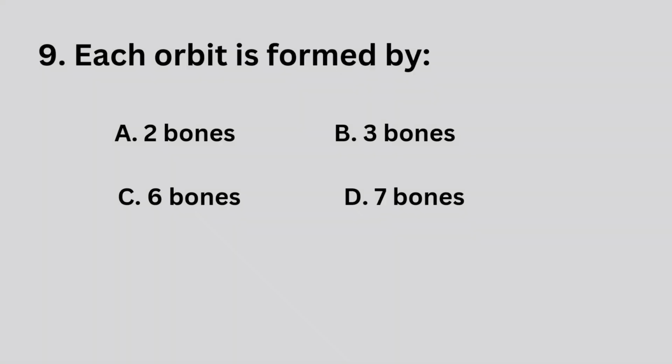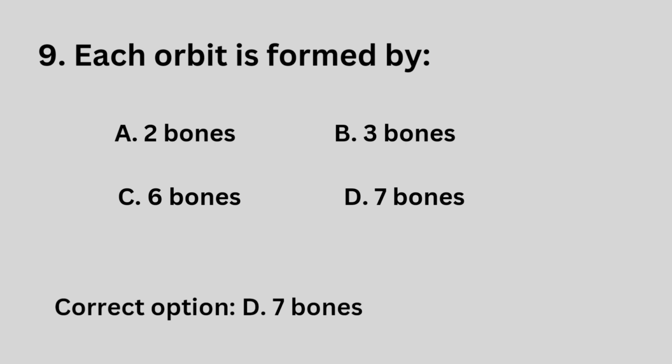Ninth question. Each orbit is formed by. Option A 2 bones, option B 3 bones, option C 6 bones, and option D 7 bones. Correct option is option D 7 bones.